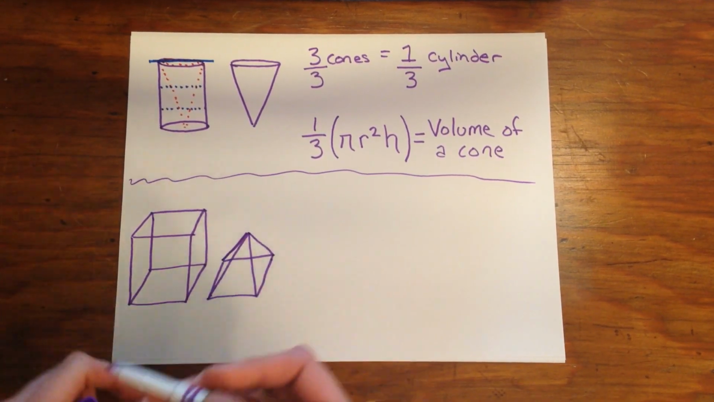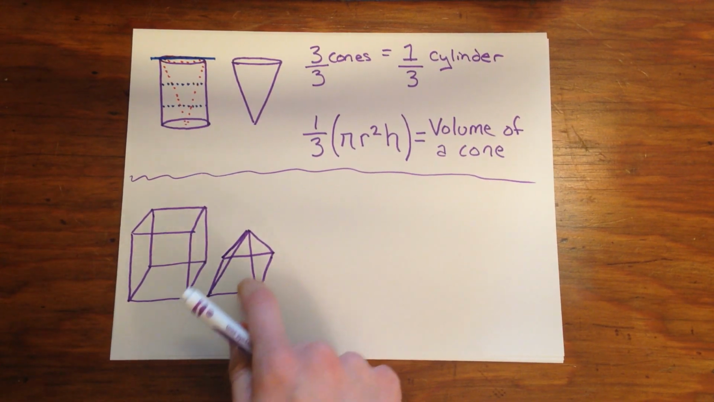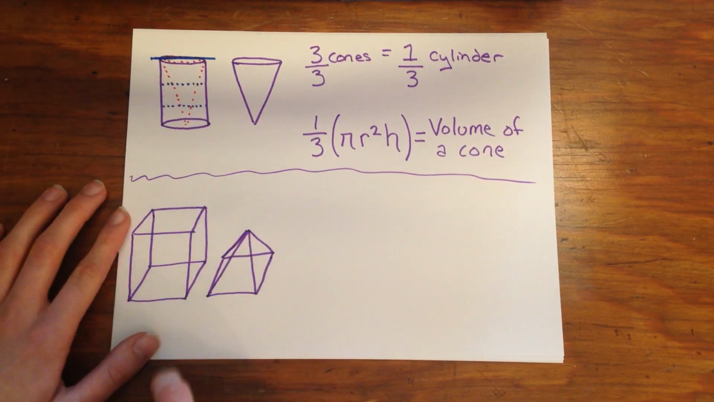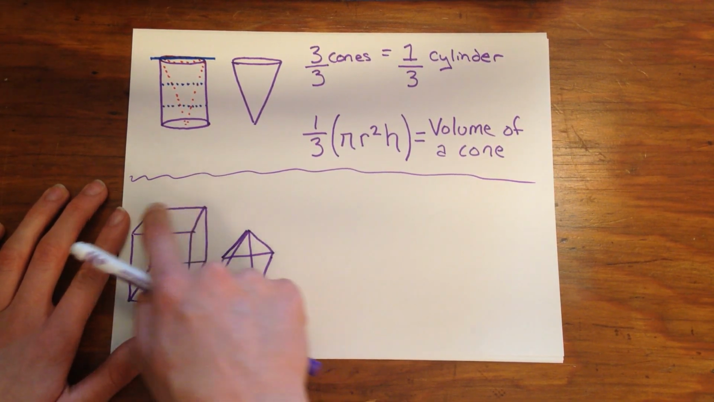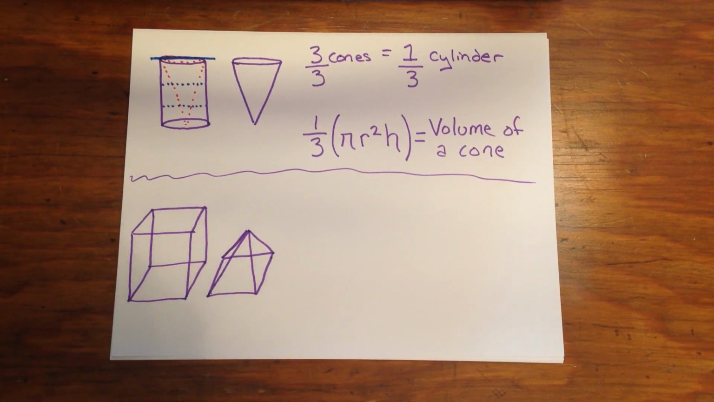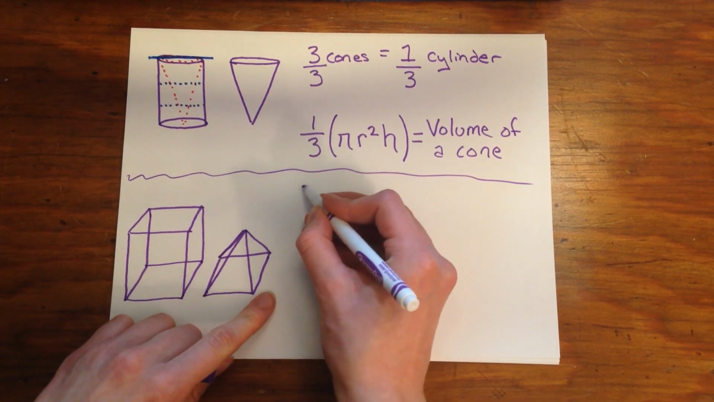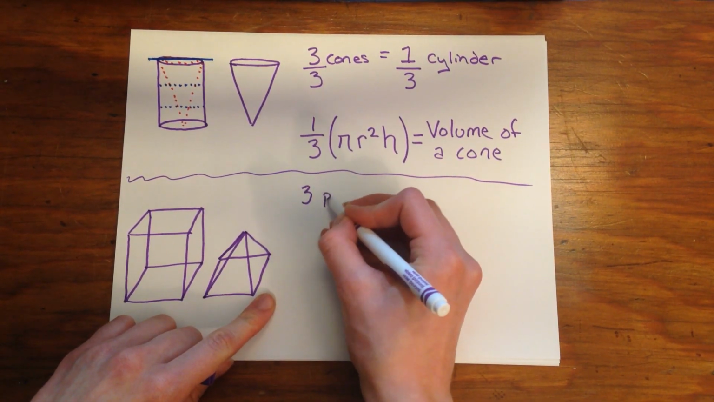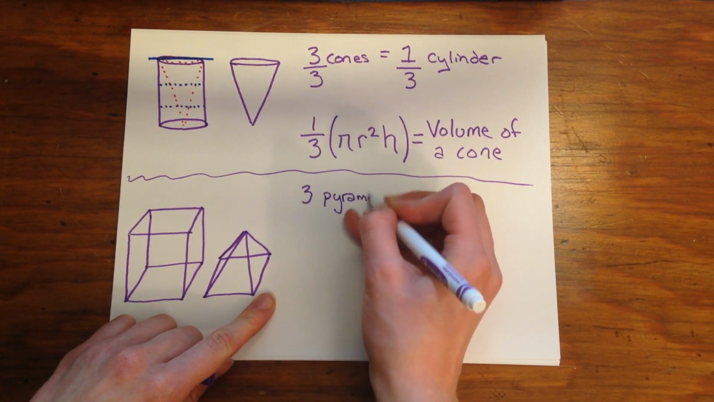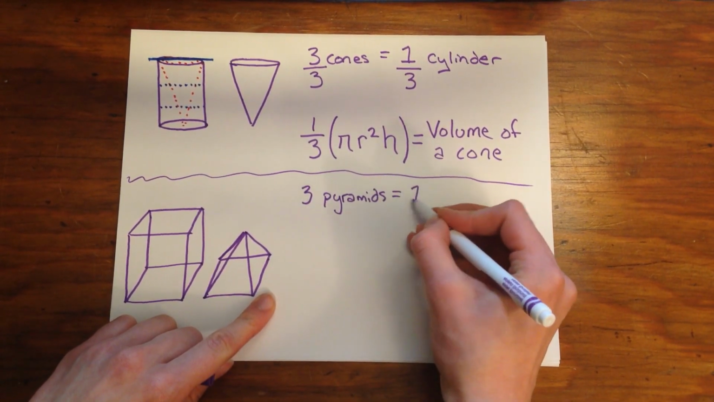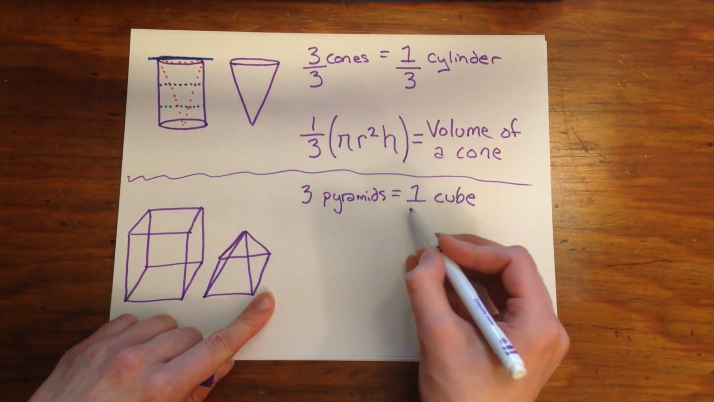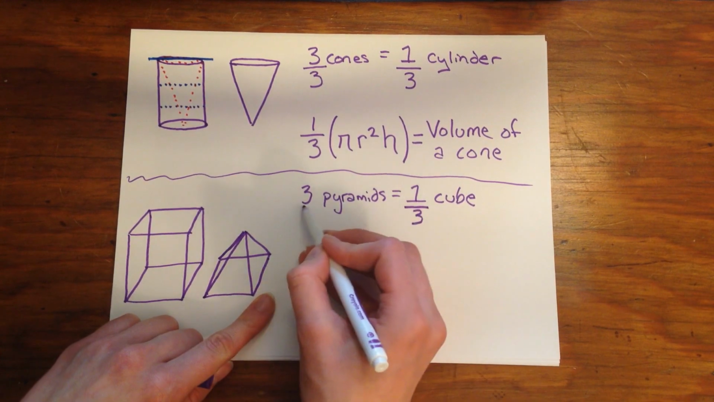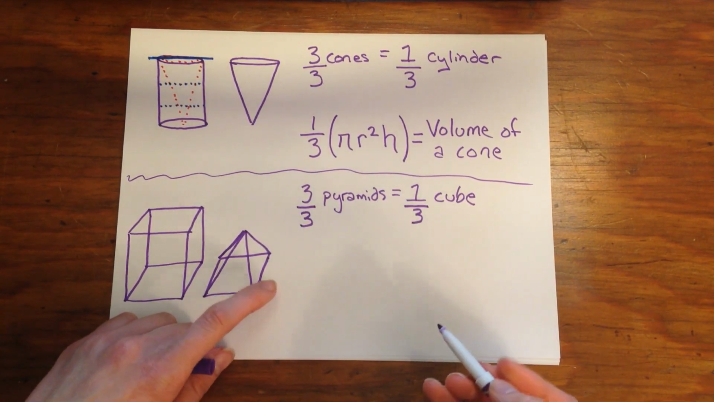These bases are the same. So when we put this pyramid, flip it upside down, put it in the top here, the peak will reach right there at the very bottom. These bases are the same, so they're going to line up perfectly. And just like with our cones, it'll take 3 pyramids to equal 1 cube. And just like with our cones, we can say that the same way by saying that 1/3 of a cube equals 1 pyramid.